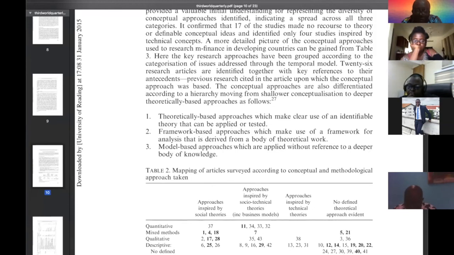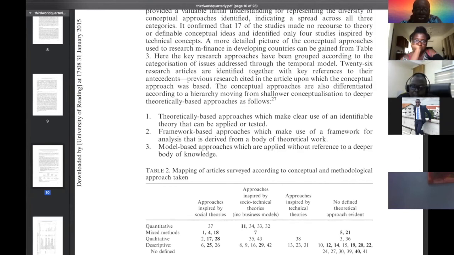Then, framework-based approaches, which use a framework for analysis, which is derived from a body of theoretical work. So sometimes in somebody's work that he's carrying out, he may develop what we call a framework. A framework-based analysis means that he may just read the literature and develop a framework from the literature, or a combination of literature and theory, not an identifiable theory as one, but different frameworks and different readings, and he developed his own framework to carry out the study. So that's what we call a framework-based approach.